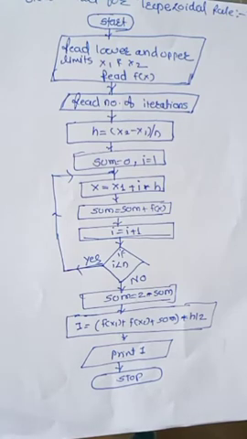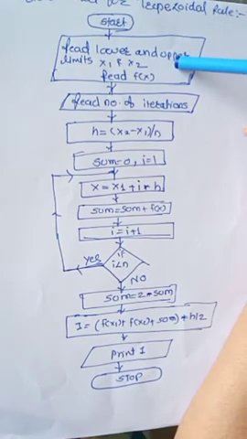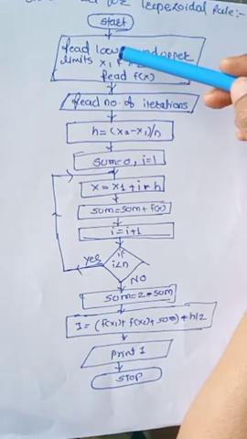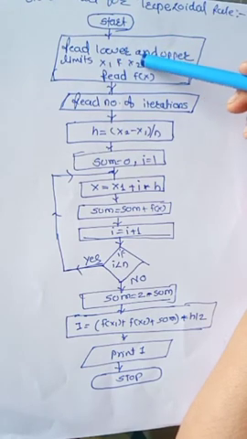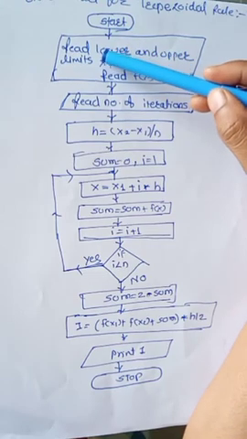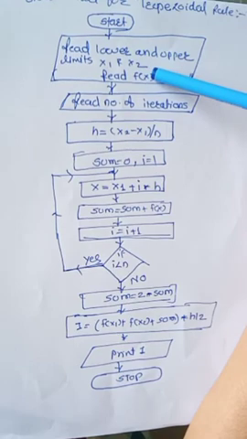Now in the next step I am going to explain the flow chart. What is meant by a flow chart? A flow chart is a diagrammatic, graphical presentation of an algorithm. So the very first step is start. Here we are going to take the inputs. What are the inputs? The lower limit and the higher limit of integration and the function itself. So you have to read lower limit x1, higher limit x2 and function fx.